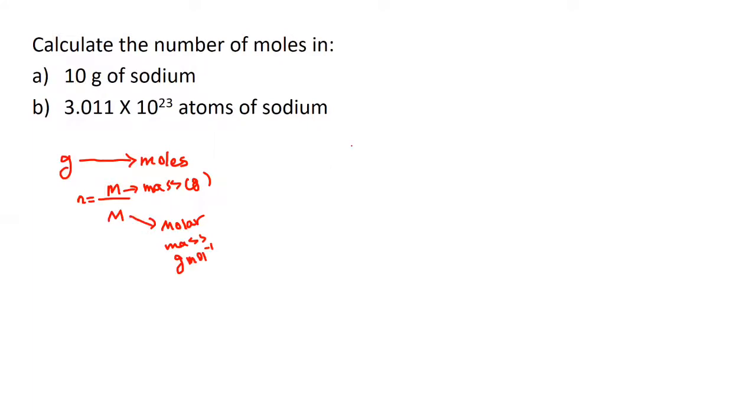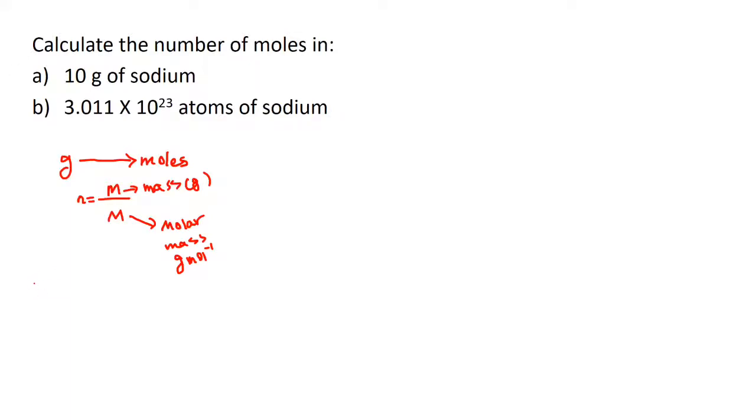Right now I have 10 grams of sodium and I want to calculate the number of moles. I'm sure I need to use this formula. I need to find n. I have the mass in grams, that is 10 grams. What about molar mass? When we talk about an atom like sodium, hydrogen, lithium, you always need to use the periodic table to find the molar mass, or atomic mass, of sodium.